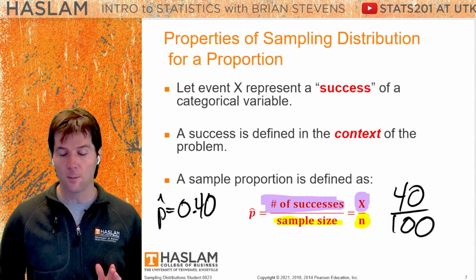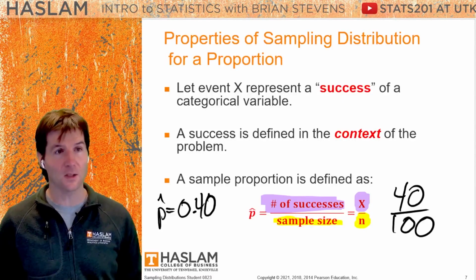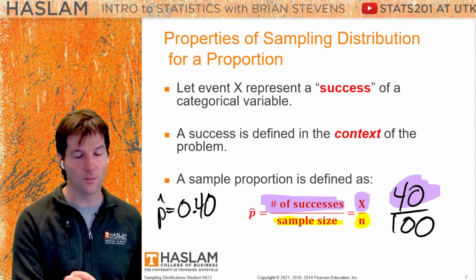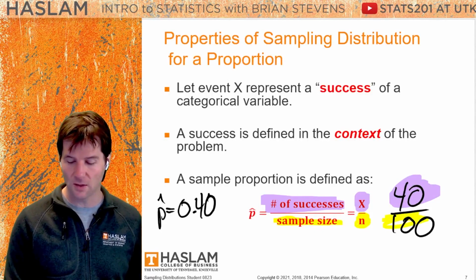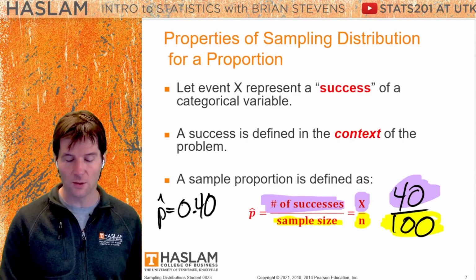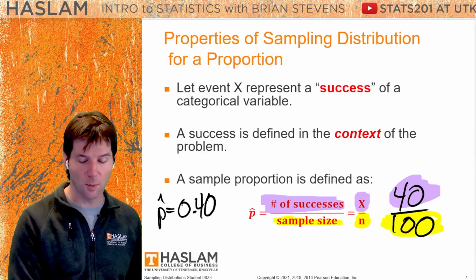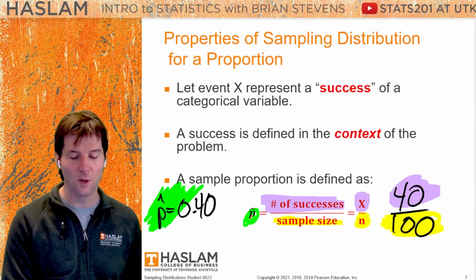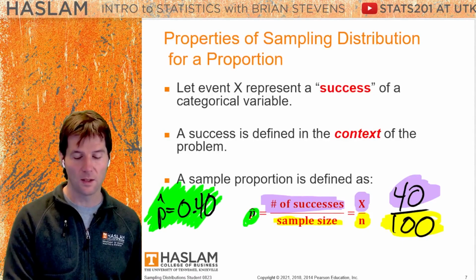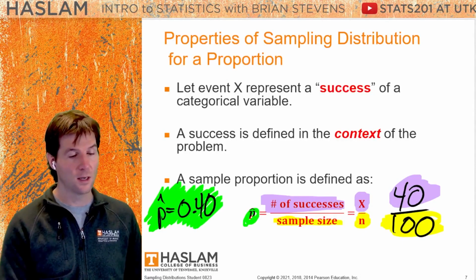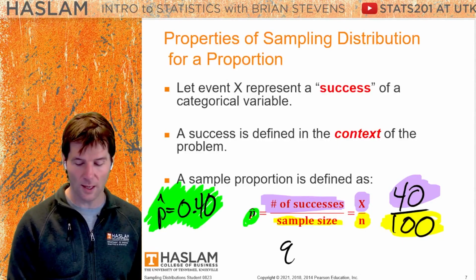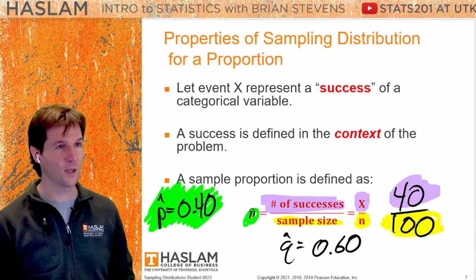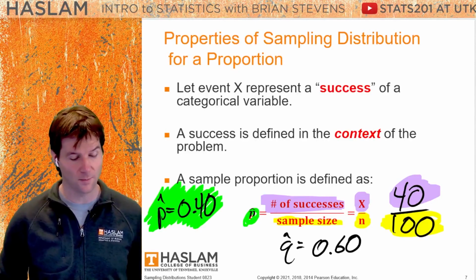Important notation here on the screen. X is the number of successes. 40 freshmen were seen in the sample. N is the sample size. We took a sample of 100 students. P hat is the sample proportion, which means in our sample of 100, 40% of them were freshmen. The sample proportion is p hat, and its complement is q hat. As in our sample, 60% were not freshmen, found by 1 minus p hat.